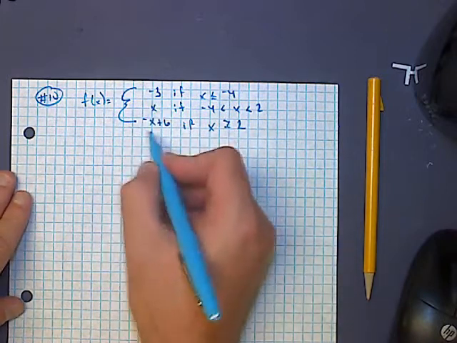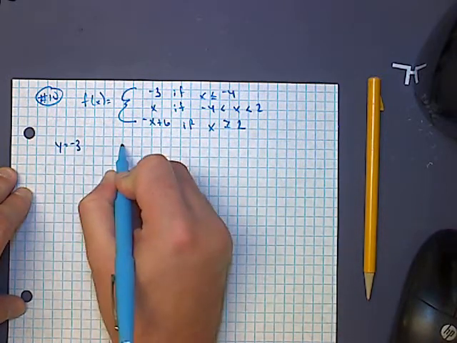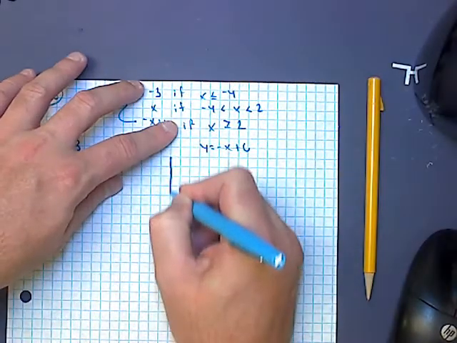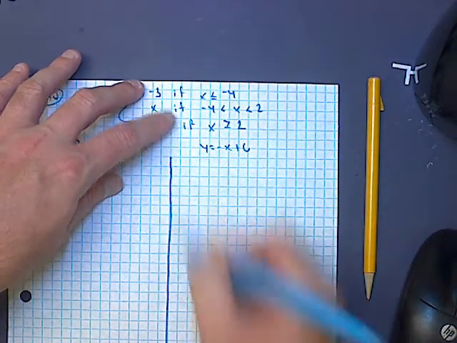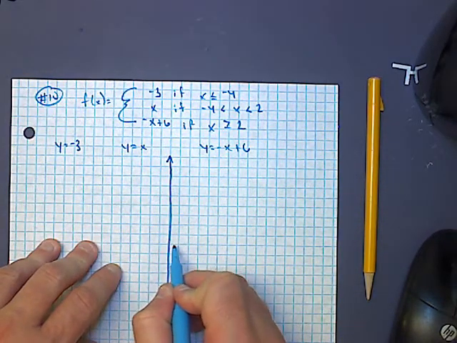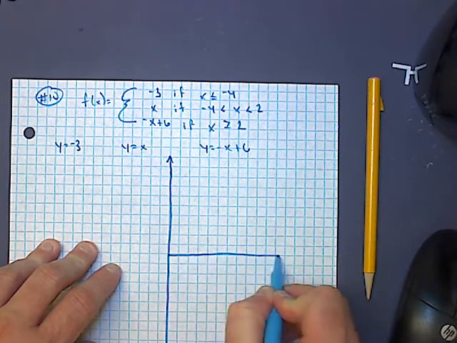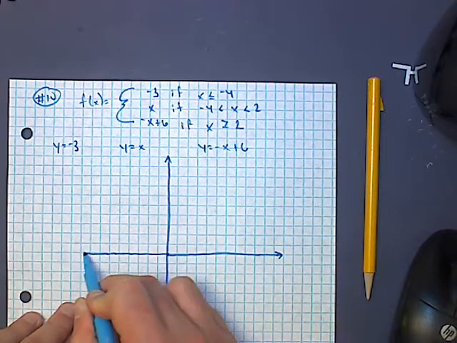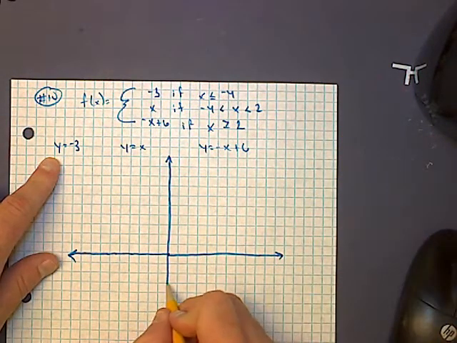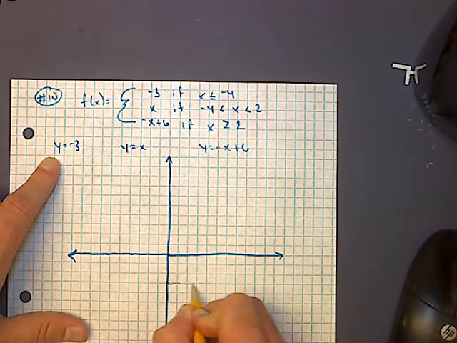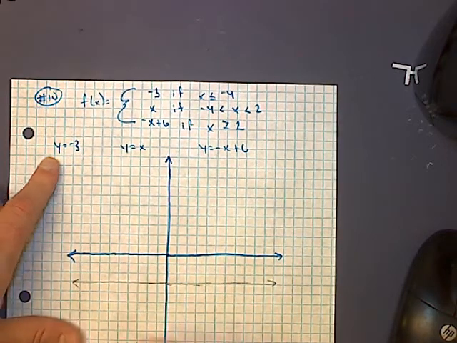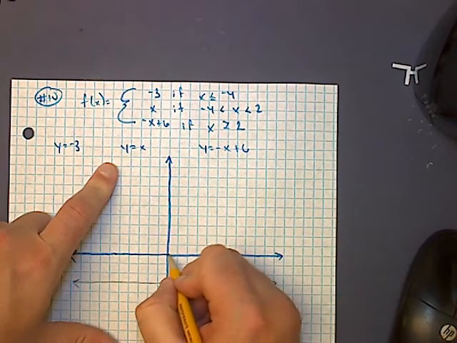Alright, we got three functions here. We got y equals negative 3, y equals x, and y equals negative x plus 6. Okay, y equals negative 3. That would be at negative 3 on the y-axis, horizontal line. Okay, y equals x, that's the identity function again.